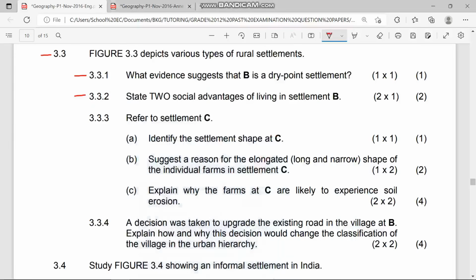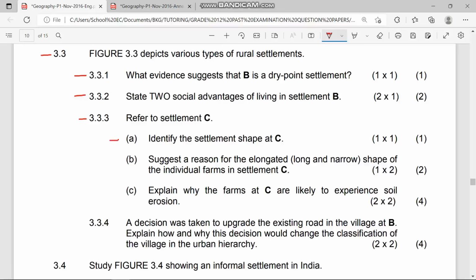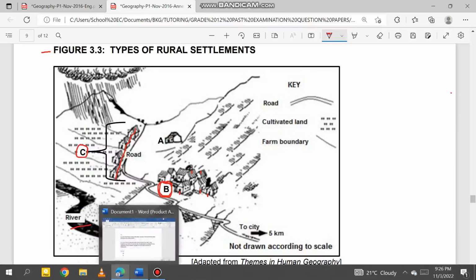Okay, so let's move to 3.3 right now. 3.3 says let's refer to settlement at sea, to those settlements there at farms. So A says identify the settlement shape at sea. Those houses there, you can see that they are in a linear shape, influenced or caused by the road. As you can see, they are settled along the road. That's a linear settlement.